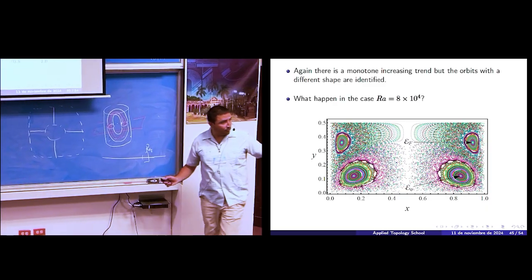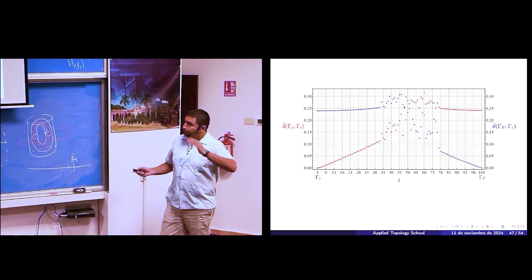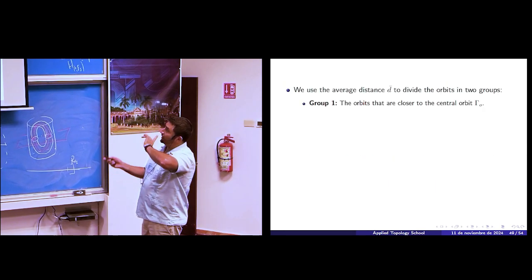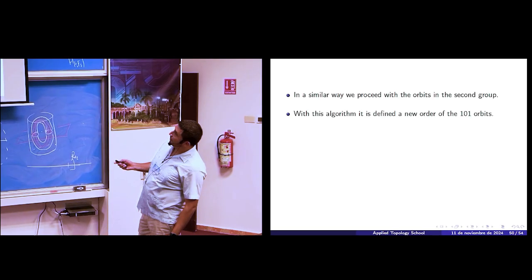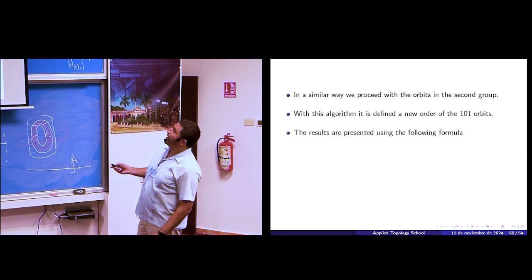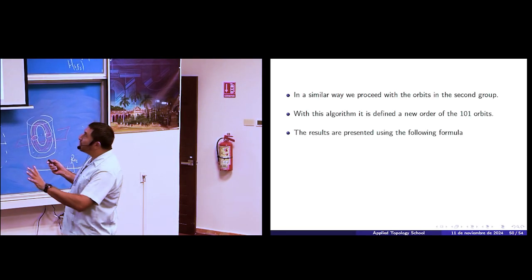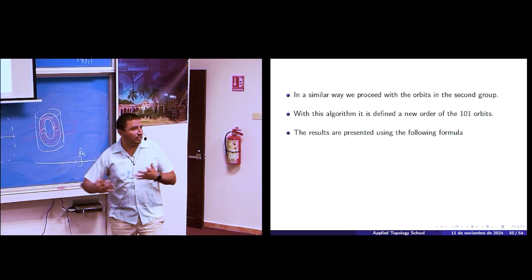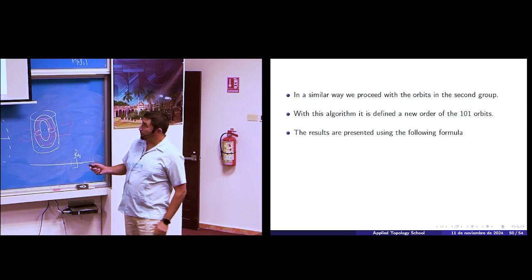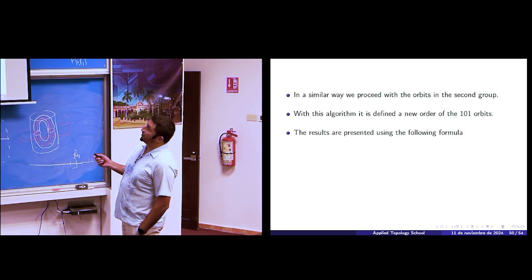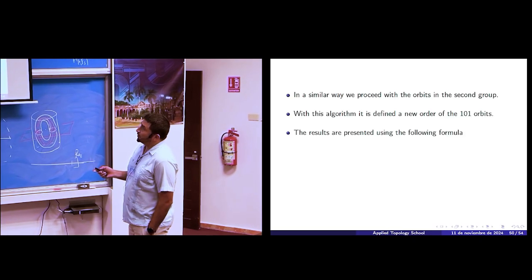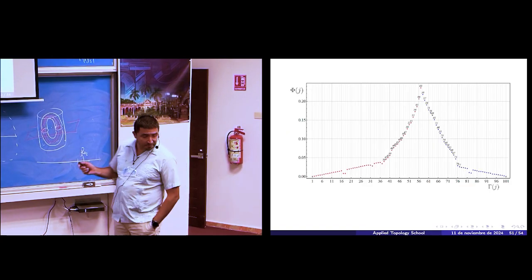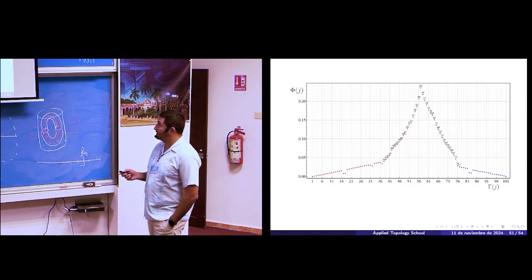No questions? Okay. With this algorithm you define a new order. In the second group, we do the analogous procedure. With this algorithm, we define a new order of the 101 orbits. The results are presented with this formula. Let me show you the graph, because I don't have any more slides. Okay, I have enough time.